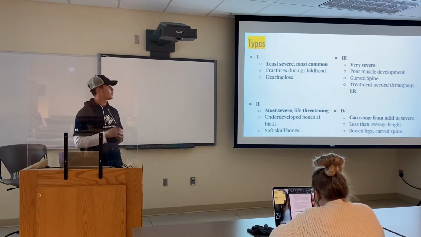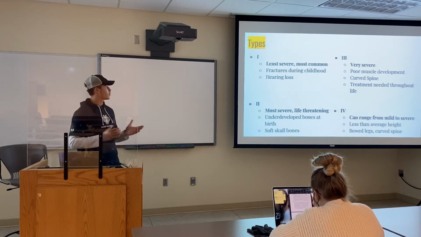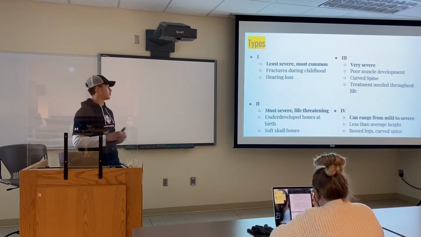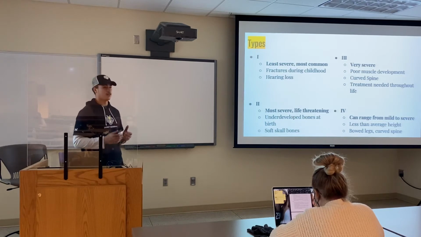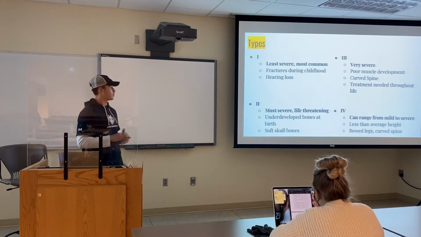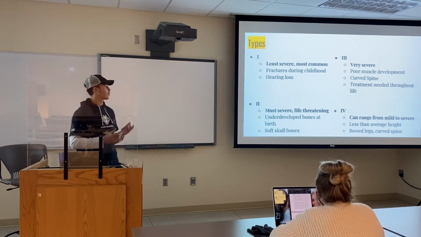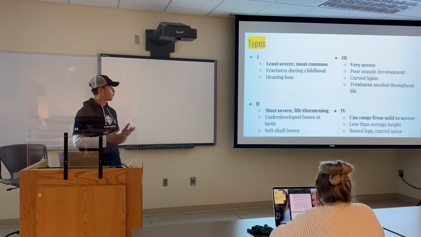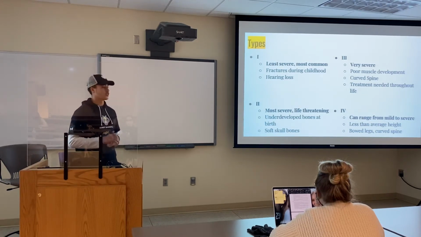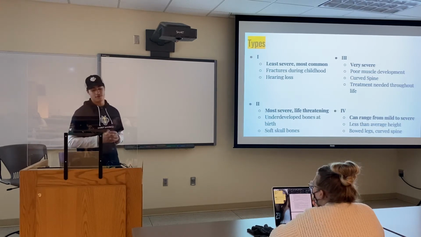So there are actually 8 types, but there's 4 primary ones that I'll talk about here. So first one is type 1. It's the least severe and most common. And this would feature fractures during childhood and hearing loss because of the small bones in your ear. Type 3 is quite severe as well. It deals with the curved spine, poor muscle development. Type 4 can range from mild to severe, but type 2 happens to be the most severe and life-threatening. It's the underdeveloped bones at birth and also soft skull bones. So with type 2, it usually results in death at birth.